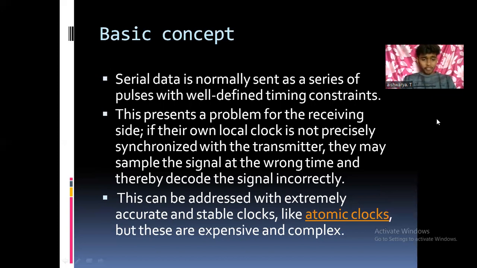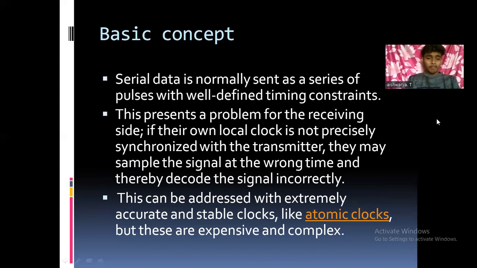This can be addressed with extremely accurate and stable clocks like atomic clocks, but these are expensive and complex compared to the clock and data recovery approach. This is the main significance of the basic concept of atomic clocks and clock data recovery.